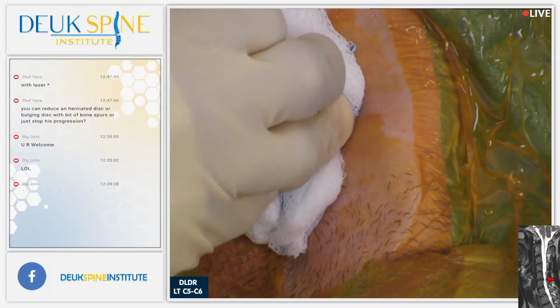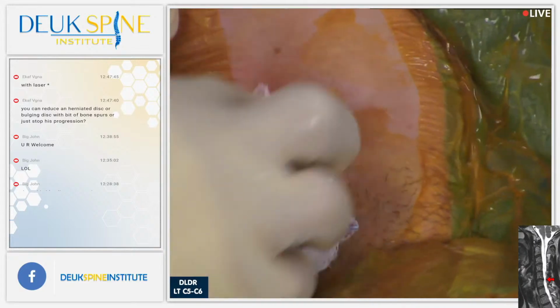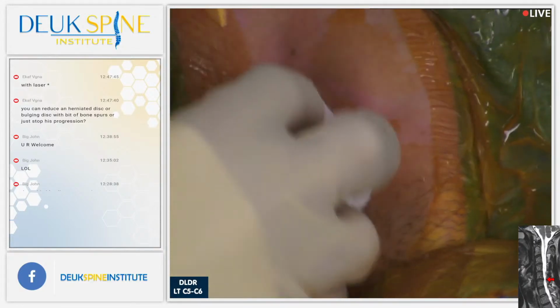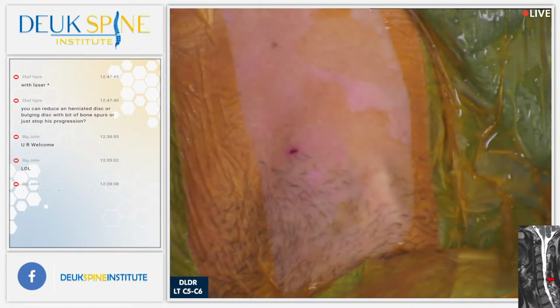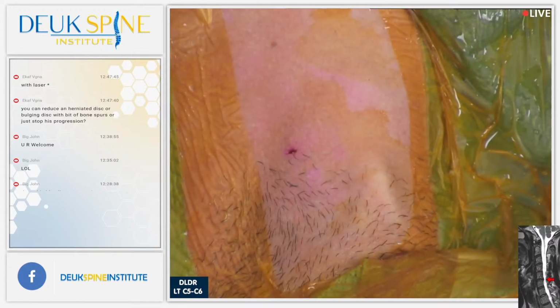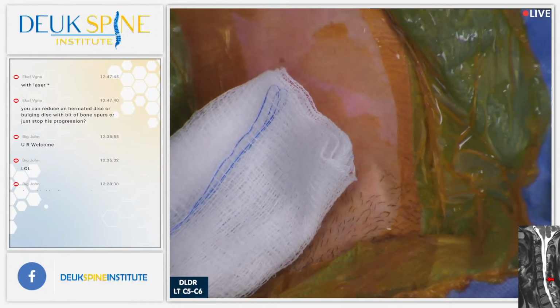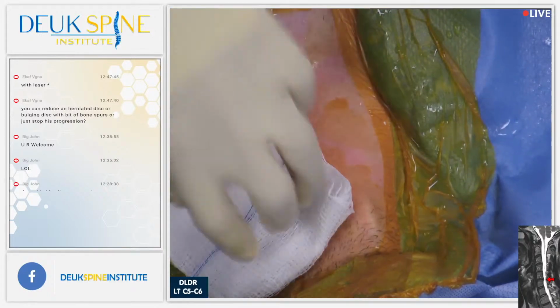1 drop. No metal, no fusion, no cage, no cadaver bone, no backed out screws, no adjacent segment disease, no trouble swallowing, no hoarseness for the rest of his life from surgery, no scar tissue. It is the most perfect surgery you can do, done here at Deuk Spine. Don't settle for bad spine surgery.